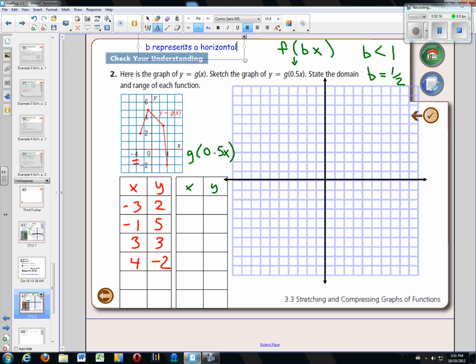So this is a horizontal stretch by 1/2, which is the same as by 2. So I'll say 1/2 or 2. Let's bring that out where you can see that. Okay, I'll put that down here.